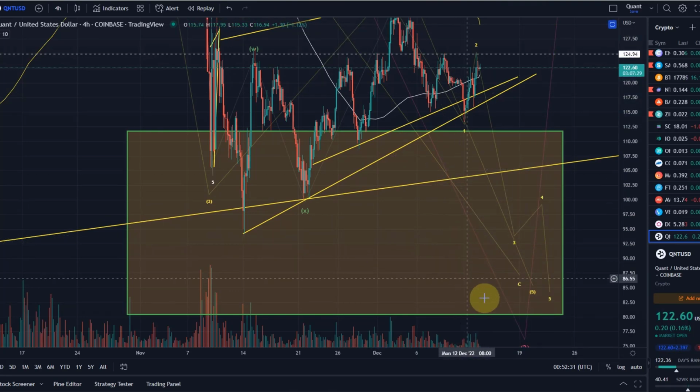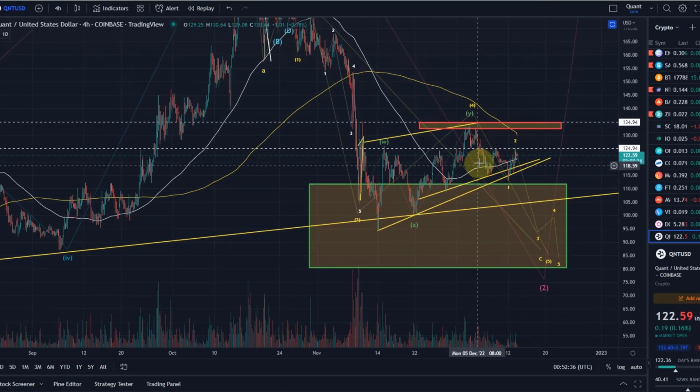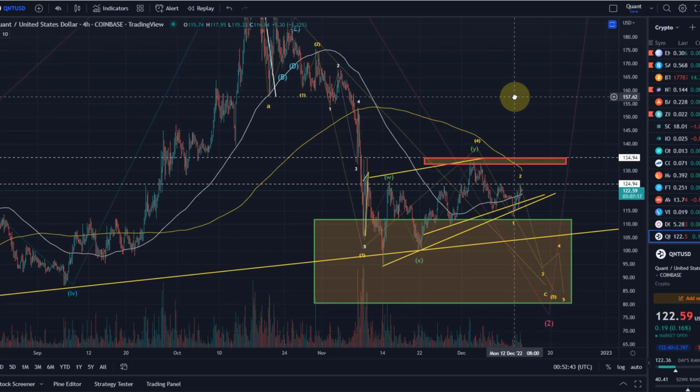We could really reach here the lower half of this support box. So that's my view. When would we confirm a breakout to the downside? Well, it would be if we break below the low of the wave one there at $113.40.